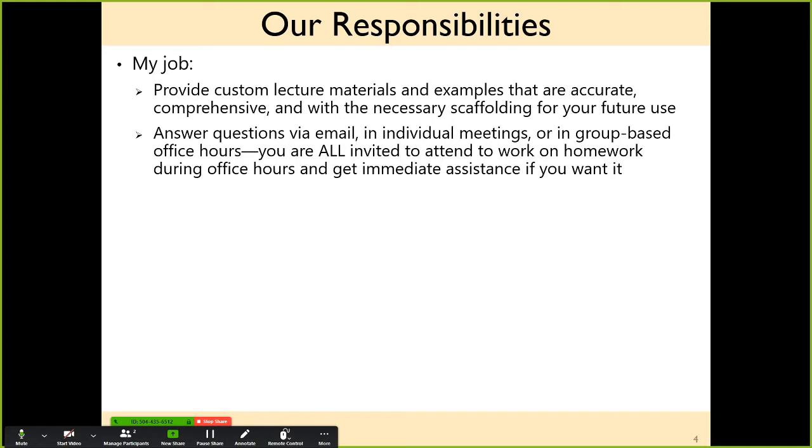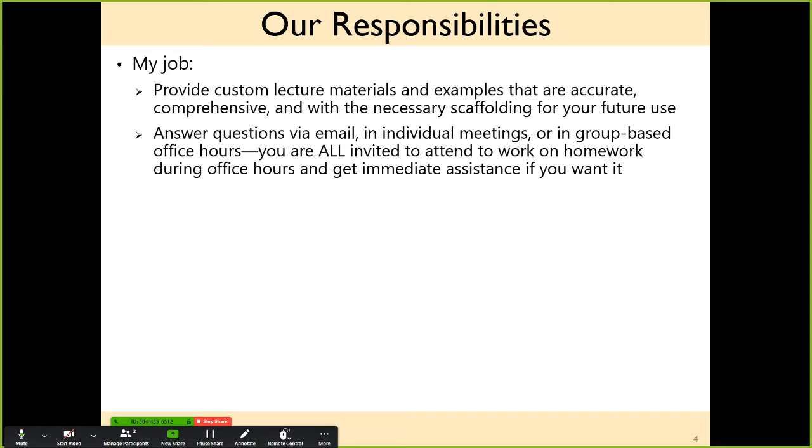My job is also to answer questions in whatever format you feel is most useful. Emails are fine. If you want to meet with me individually to talk more in depth, that is fine too. And I have group-based office hours, in theory, from 3:15 to 4:30, Tuesdays and Thursdays. I say in theory because if another class gets scheduled, I get booted. But if that happens, I'm going to be just sort of wandering around out there where the computers are.